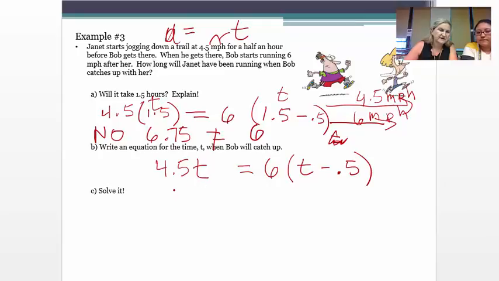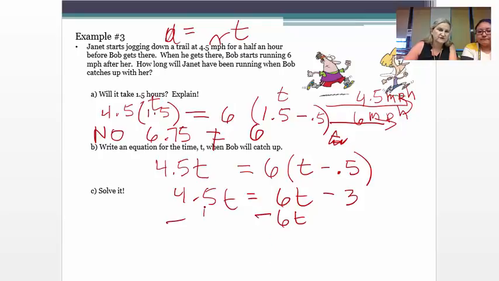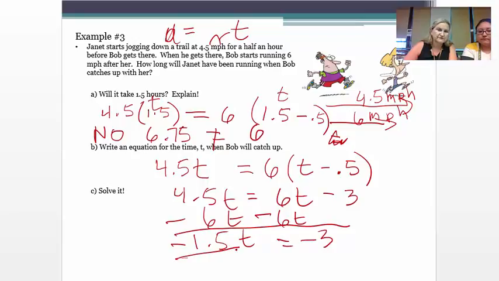Okay, so simplifying that, 4.5t is equal to 6t minus 6 times 0.5, which is 3. Solve the equation, subtract 6t on both sides. We end up with 4.5 minus 6, negative 1.5, t is equal to negative 3. Divide by negative 1.5. So what did we get? Okay, t is equal to 2. So 2 hours.